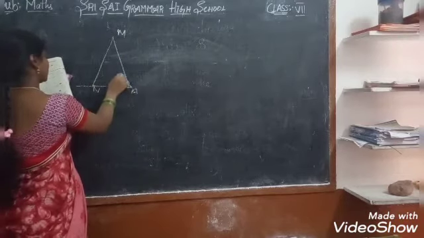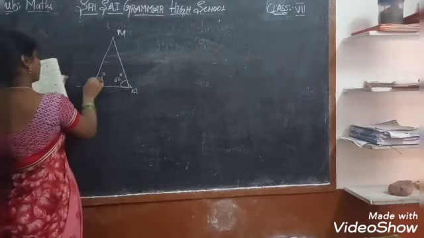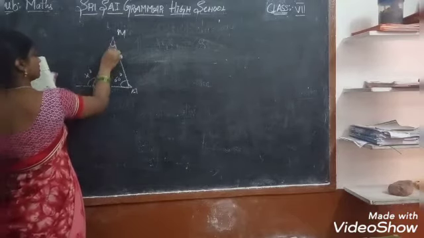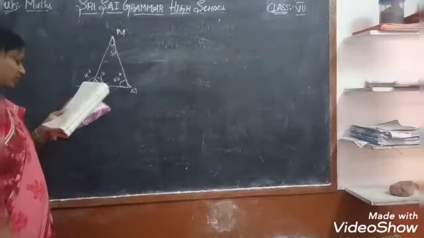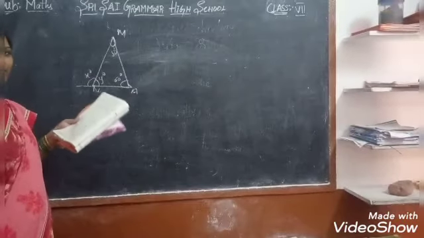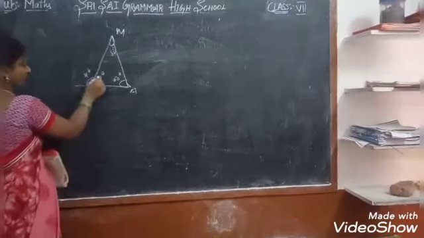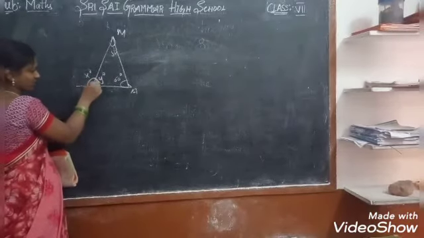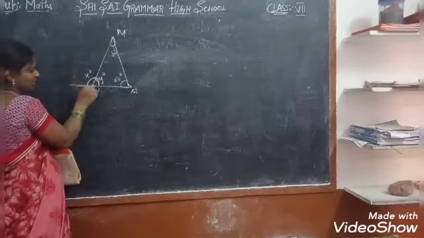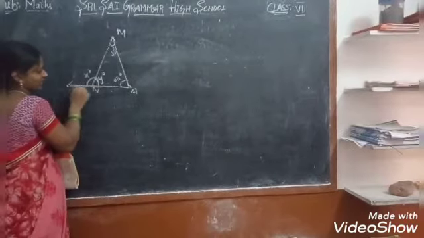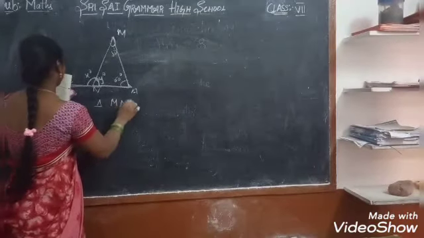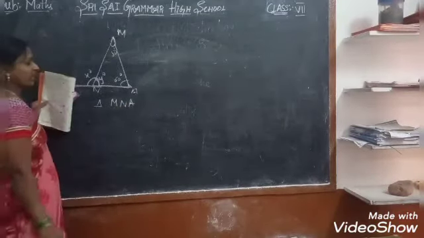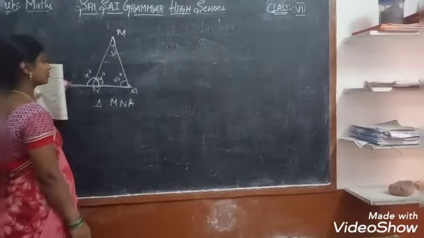This is 60 degrees. This is y degrees. This is x degrees. This is 50 degrees. Now, from this we are going to find the x and y values. They have not given the x and y values, so the line is extended. Now, from triangle MAN.